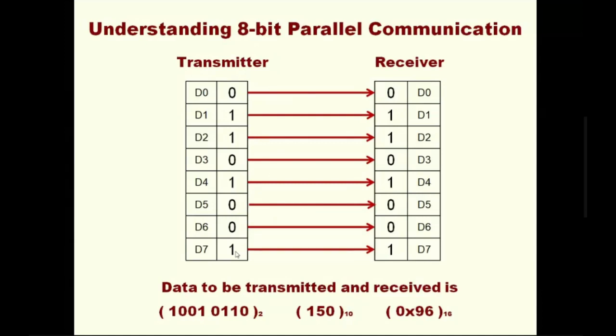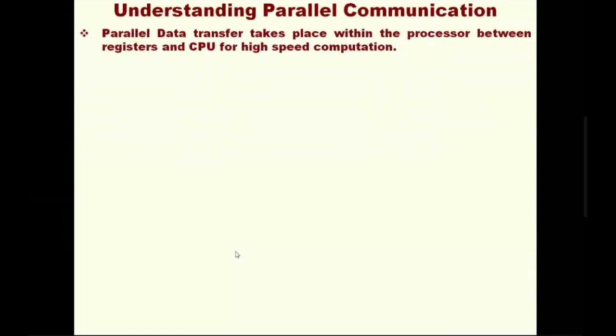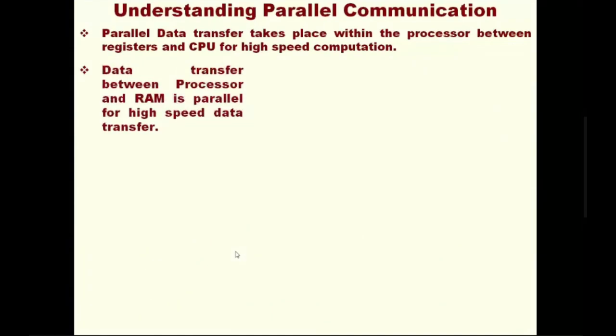So 8-bit parallel communication is this. This is how it works. I'll show you one slide which will be very interesting. Understanding parallel communication: parallel data transfer takes place within the processor between registers and the CPU for high-speed communication. Data transfer between the processor and the RAM is parallel for high-speed data transfer.